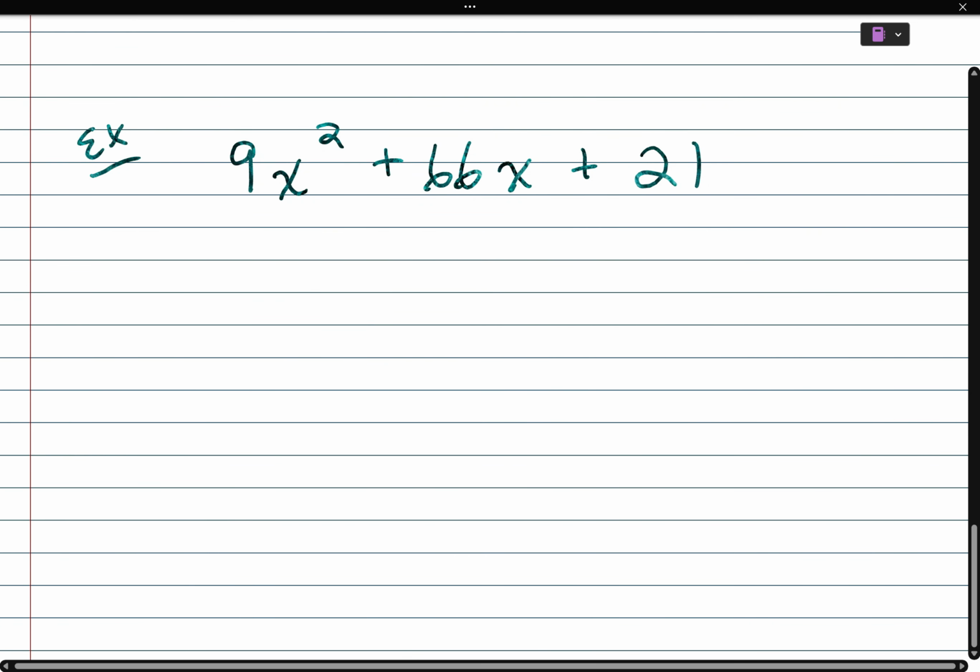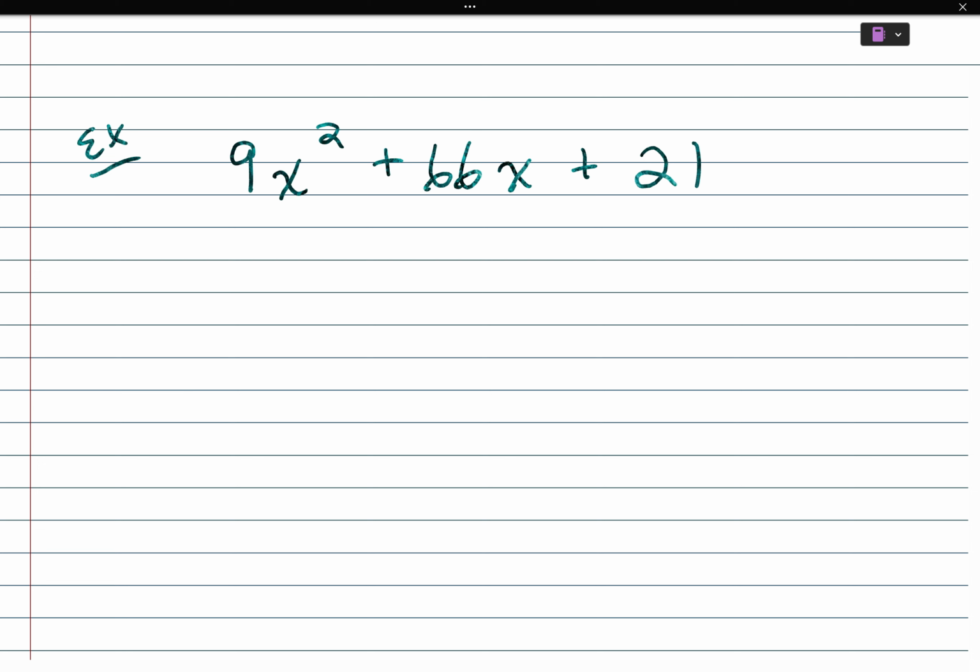So here's our final example, 9x squared plus 66x plus 21. I see the leading coefficient is a 9. And remember one thing though, no matter what method you're using to factor your expression, you're always going to look for a GCF first and foremost. That is the first step in factoring. Look for a GCF. The other problems previously didn't have one. However, this problem does. The GCF of 9, 66, and 21 is 3.